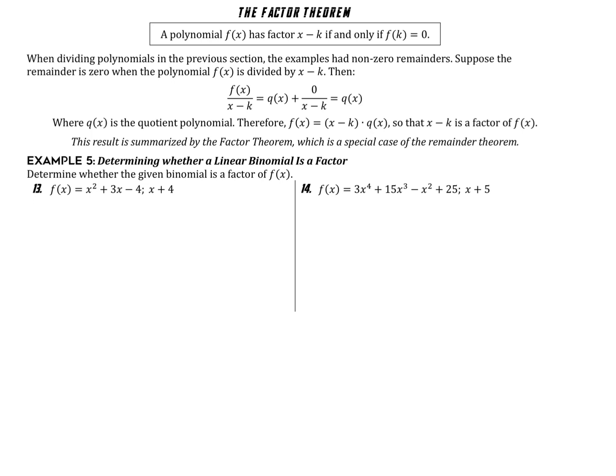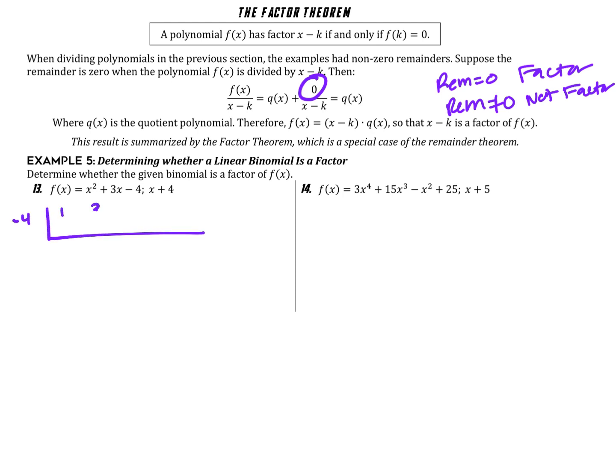Since we learned how to use synthetic division in the last section, we can actually use synthetic division to test to see if something is a factor. If the remainder is 0, that's the key thing that we're looking for, that means it's a factor. If the remainder is not 0, then it's not a factor. So since we know how to use synthetic division, we can use it to assess if something is a factor.